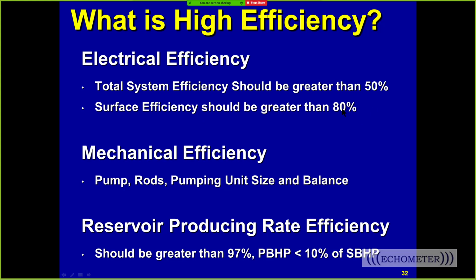The surface efficiency should be greater than 80%. Mechanical efficiency should be high. You shouldn't overload any of your equipment. For the reservoir to be efficient, you should have the producing bottom hole pressure less than 10% of your reservoir pressure. That means you're getting 97% of all the fluid available from the well. So this would be a high producing efficiency, high mechanical efficiency, and high electrical efficiency. And you can determine that with your Echometer, dynamometer, fluid level instrument, and power probes.